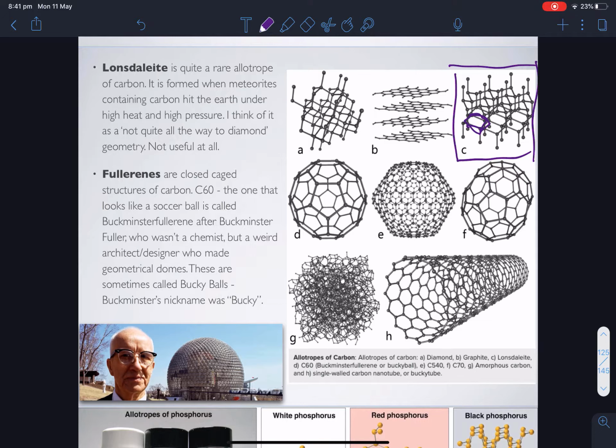This is actually formed when meteorites containing carbon slam into the Earth, at high temperature and high pressure, and it tries, not quite, to get to the structure of diamond over here, and it does it under that huge collision of a meteorite with a planet. As I say here, I like to think of it as not quite all the way to diamond geometry. No use for it at all, and it's not very abundant. It's only under meteorite strikes with a lot of carbon, but that's an interesting one.